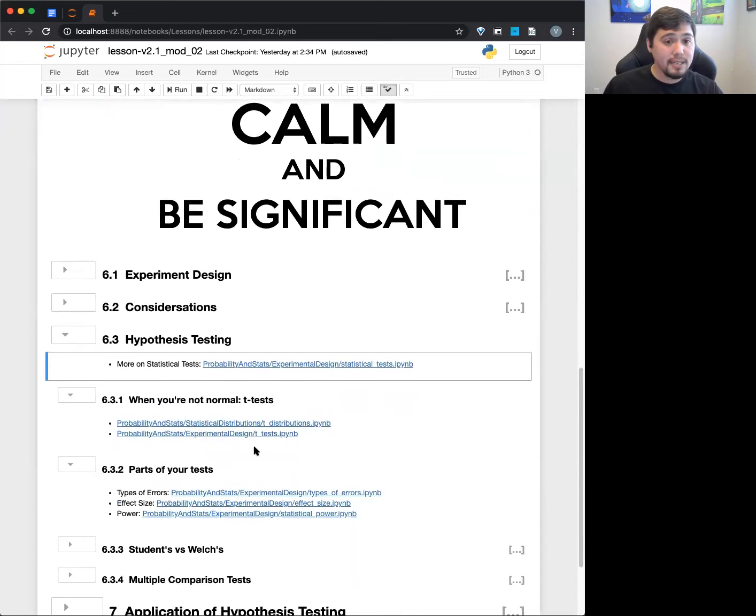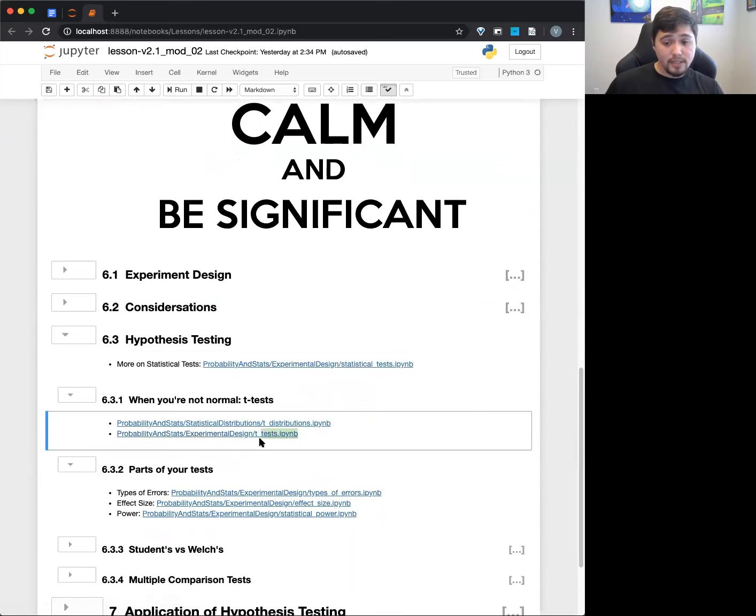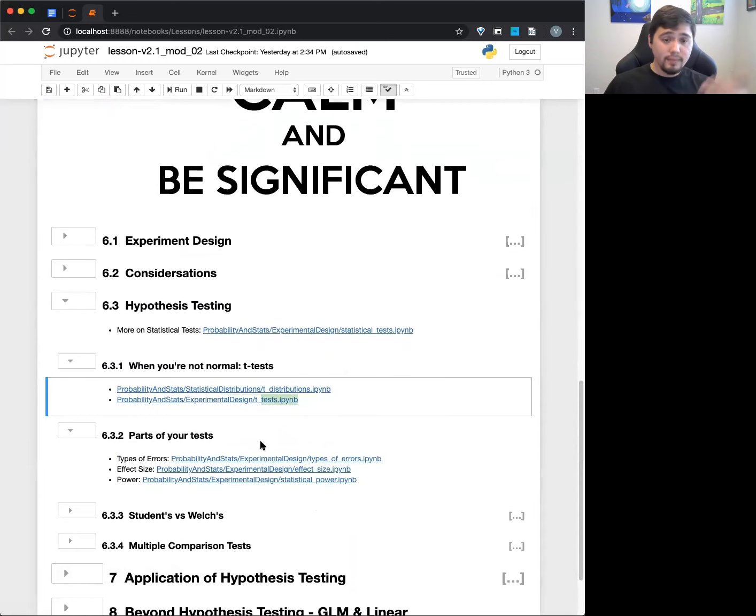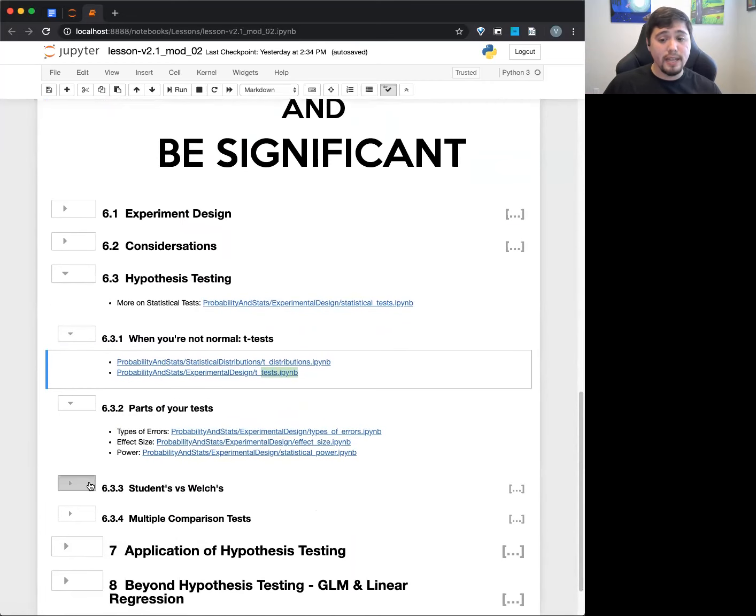We talked about the t-test, right, and saying you shouldn't really use a z-test, there's no reason to. There's too many assumptions, so use a t-test. And in fact, the t-test that we were showing was actually the student's t-test. And we'll talk about that, the student's versus Welch's test, today.